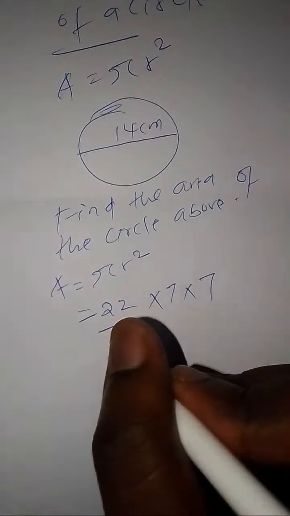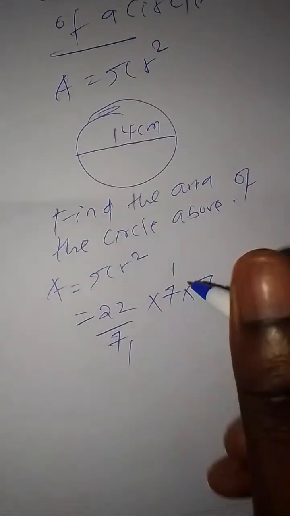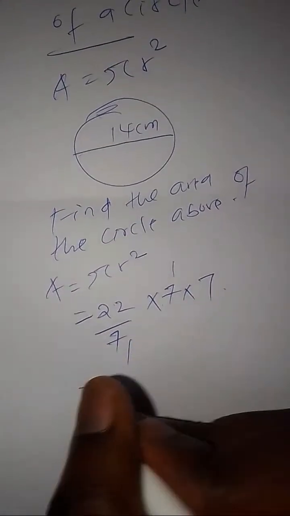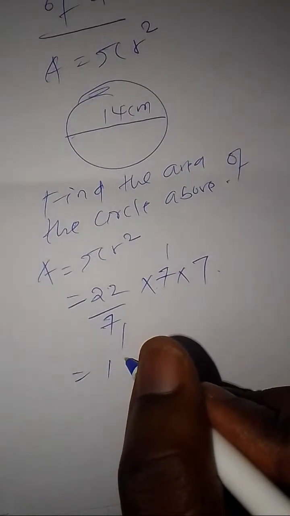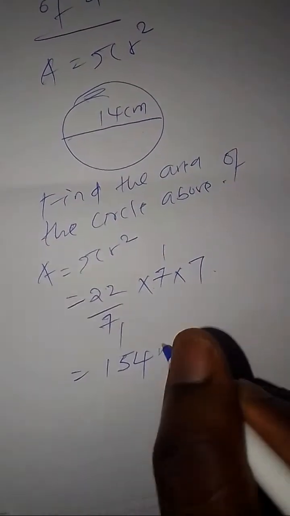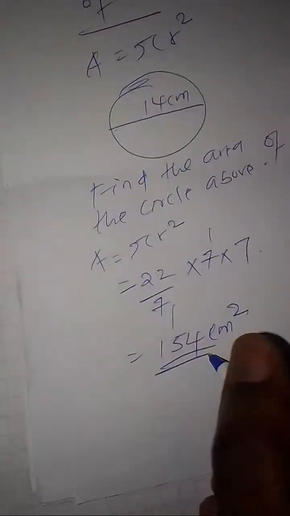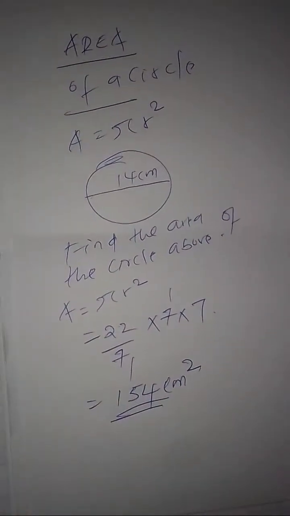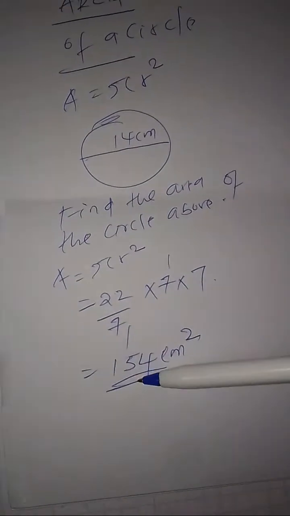So here we shall have 7 here once, 7 here once. So we shall have 22 multiplied by 7. And our area shall be 154 square centimeters. So that is how we work out the area.